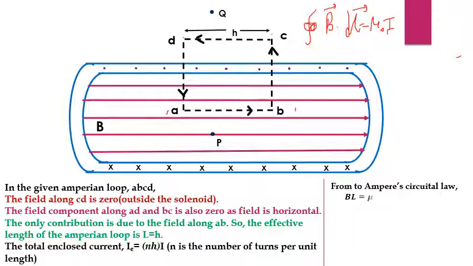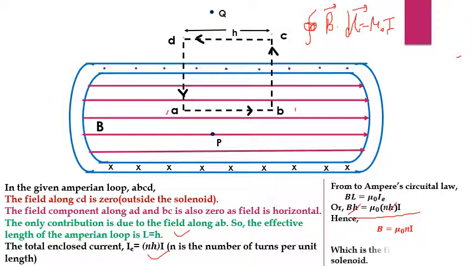So when we apply all these factors to Ampere's circuital law, the integral of B dot dl equal to mu naught I, we get B times L is equal to mu naught I_e, where I_e is the enclosed current and L is the total length. When I put the values of L and I_e from our previous discussion, I put L as h and I_e as n h times I. Now, as you see, h gets cancelled on both sides, and what we have is B equal to mu naught n I, which is the magnetic field inside the solenoid.